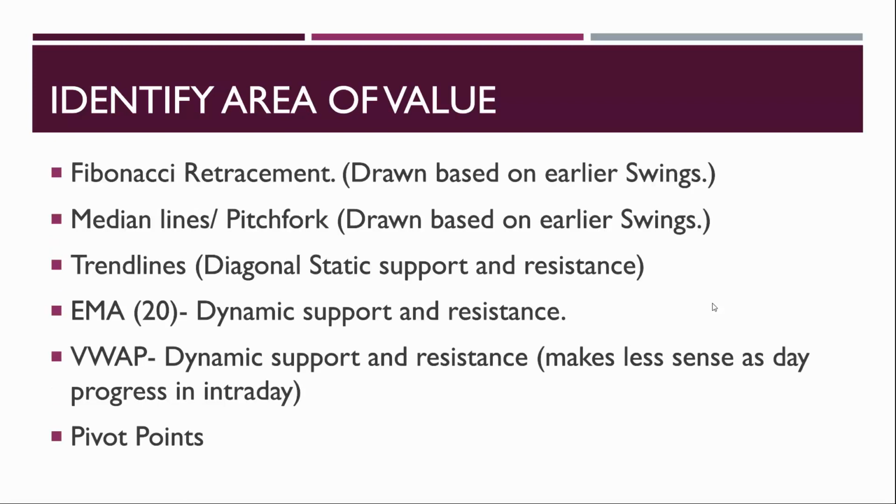So once you identify trend, then you need to identify the area of value. You should not enter stock blindly. You should not jump into the market as the market opens. You should wait for the stock to move closer to this area of value and a reversal. So once you draw this Fibonacci retracement based on earlier swings, you get the kind of pivot points, horizontal lines with a value between which stock can move.